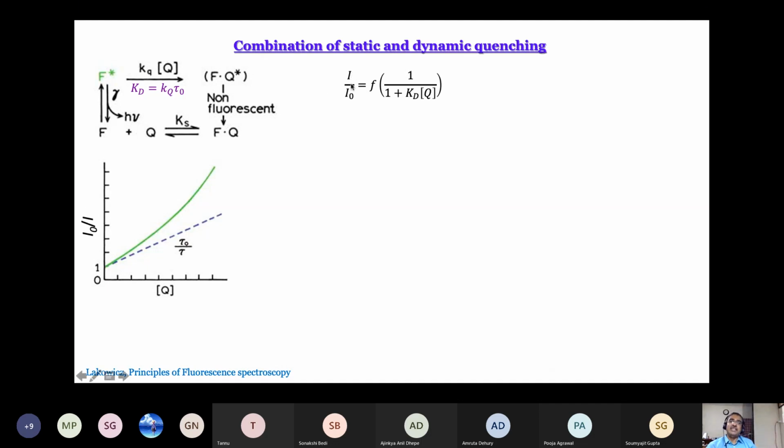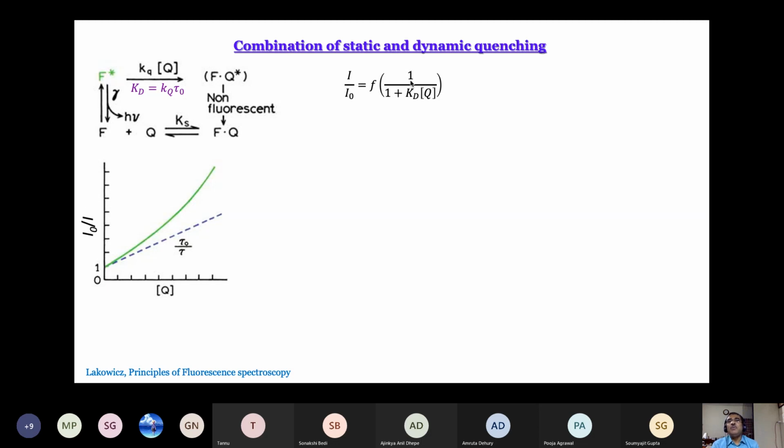If I want to write I by I0, what is that? The fraction of fluorescence intensity that is retained at a given quencher concentration. The denominator is the fluorescence intensity in absence of quencher. The numerator is the fluorescence intensity that is seen in the presence of the quencher. If there was only dynamic quenching, then we would have got I by I0 equal to 1 divided by 1 plus Kd multiplied by Q. What I've done is that I've just taken the reciprocal of the Stern-Volmer equation for the dynamic quenching.